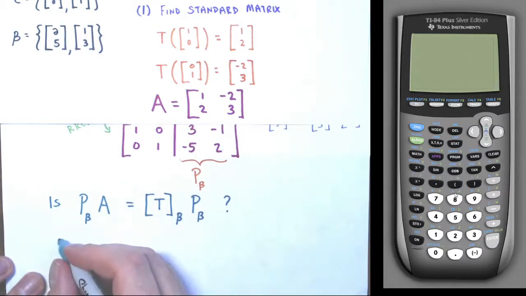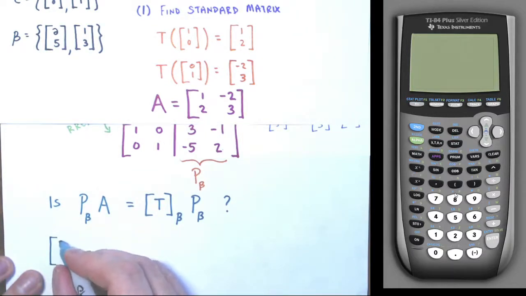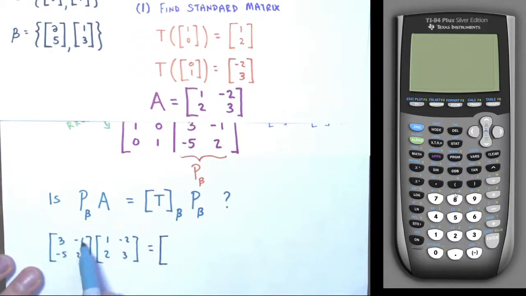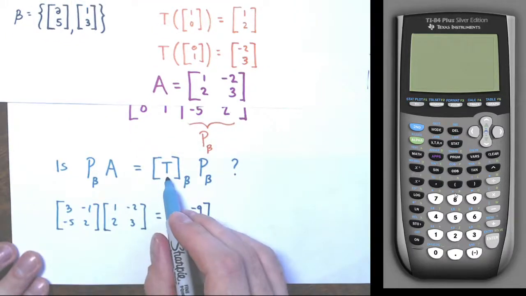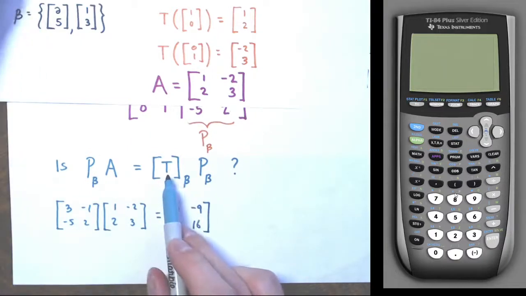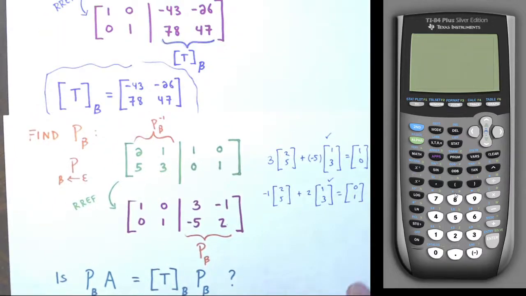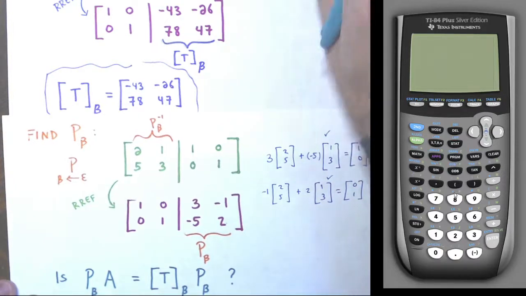All right, so PB times A would be 3, negative 1, negative 5, 2, and then the standard matrix I have here is this 1, 2, negative 2, 3. When I multiply these, I'm getting 3 minus 2, I'm getting 1. Then negative 6 plus negative 3, negative 9. Then negative 5 plus 4, negative 1. And then 10 plus 6, 16. And do I get the same thing when I take that matrix representation with respect to B and multiply it by PB? So the matrix representation was here. All right, so these are some hairier numbers. Maybe I'll use the calculator.